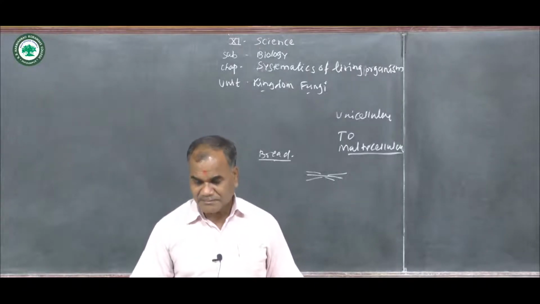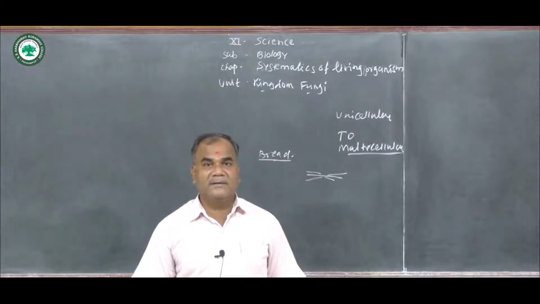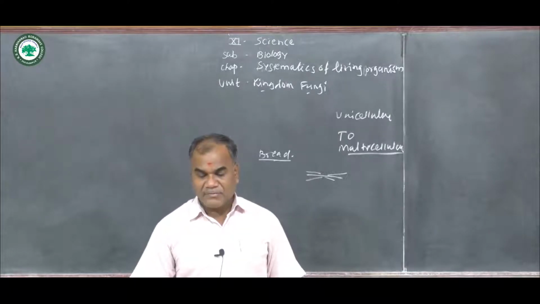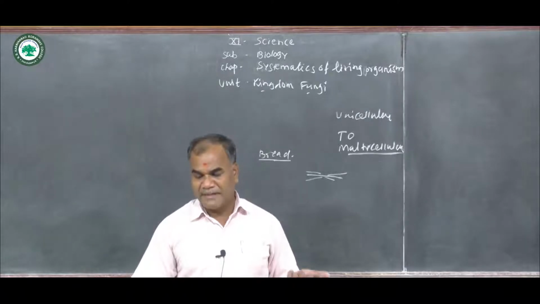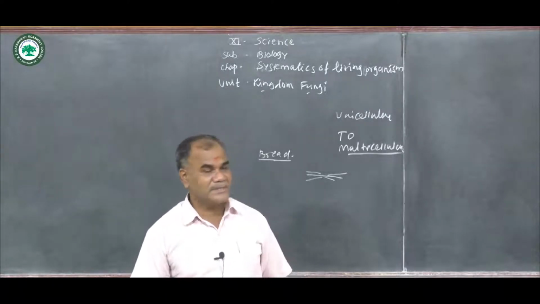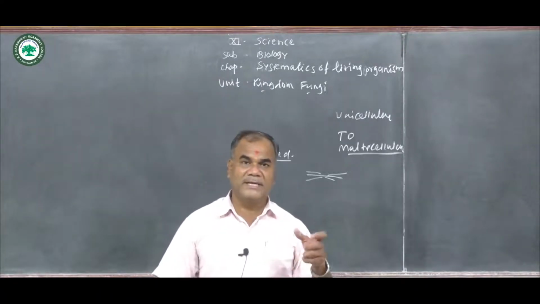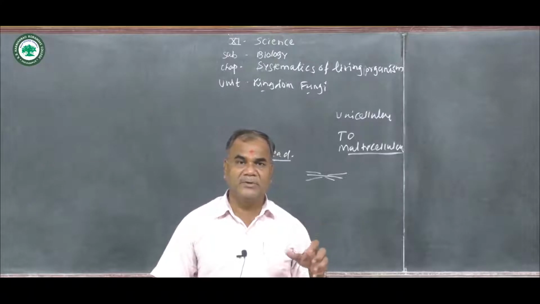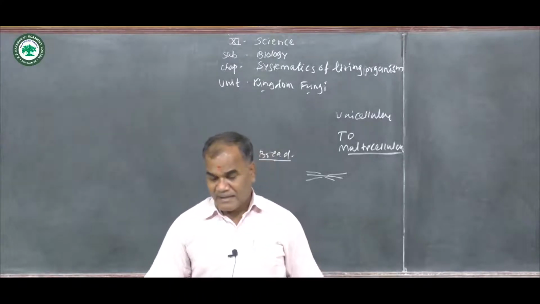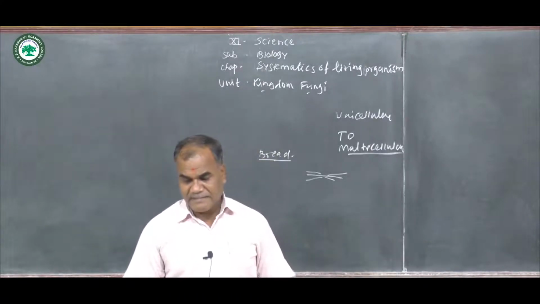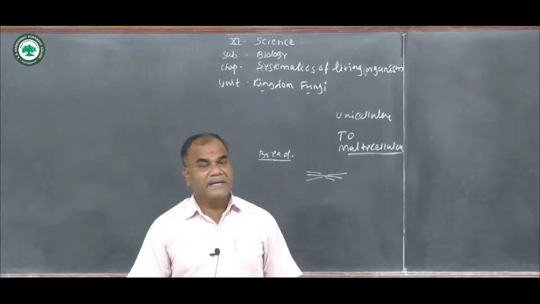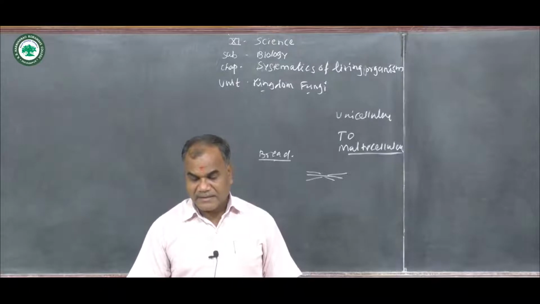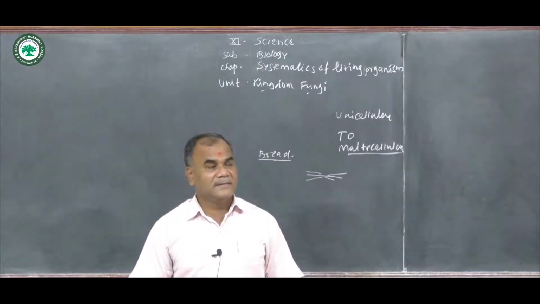Then there are fungi that have a protoplast, and these protoplasts contain many nuclei. The best example is Rhizopus. These Rhizopus grow on dead and decaying matter, probably on the bread. These fungi have a fiber-like structure. Some fungi are unicellular, and that is the best example.